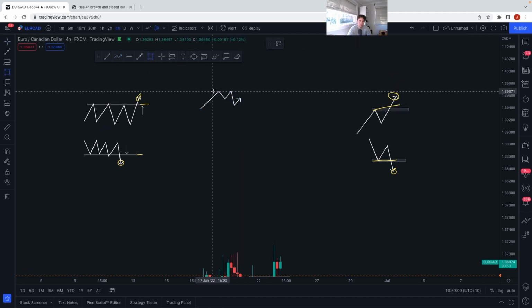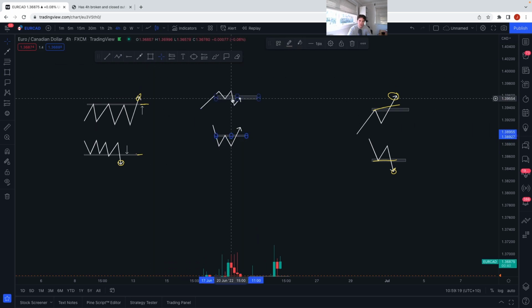Okay, so the previous lower high. In this case, in the other case, we want to see a push back to the previous lower high. Pardon me, we want to wait for the previous higher low in this case. Okay, so that's all we want to do.